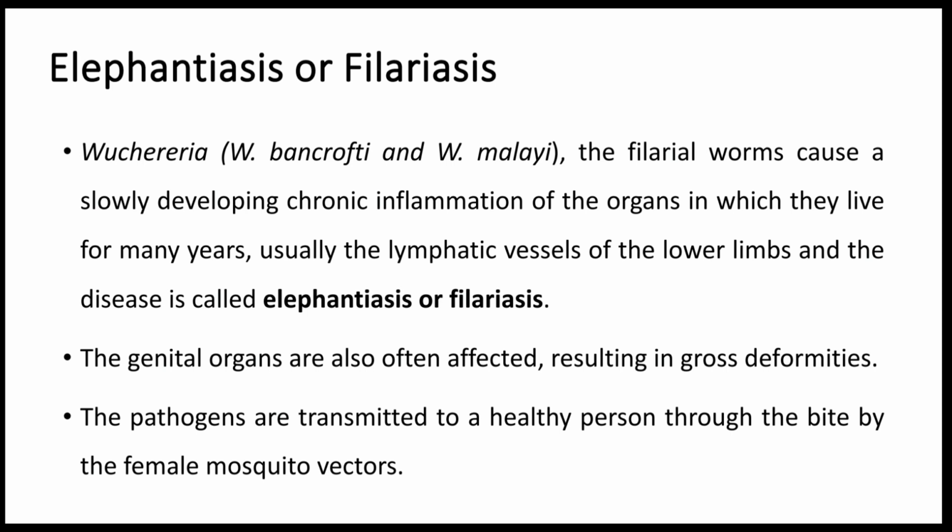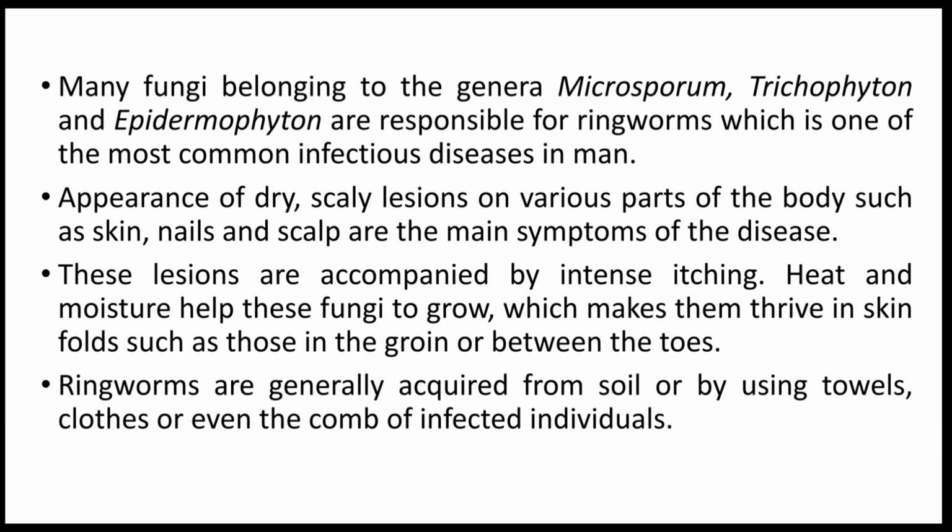Then elephantiasis or filariasis. Wuchereria, the filarial worm, causes slowly developing chronic inflammation of organs in which they live for many years, usually the lymphatic vessels of the lower limb. And the disease is called elephantiasis or filariasis. The genital organs are also often affected, resulting in gross deformities.